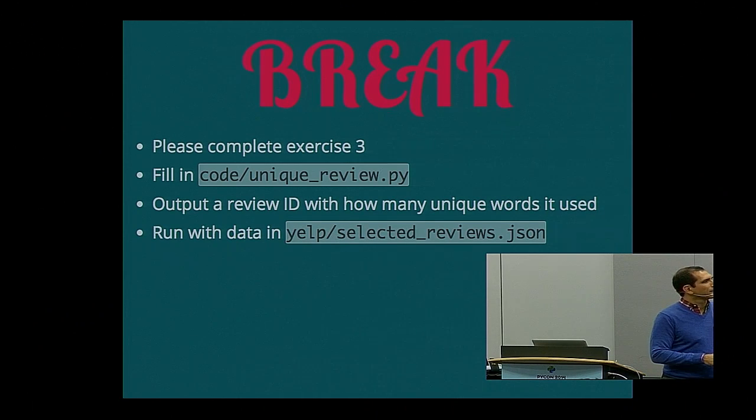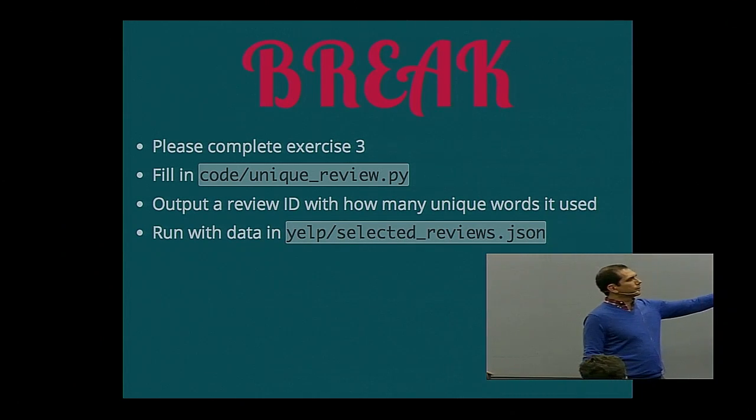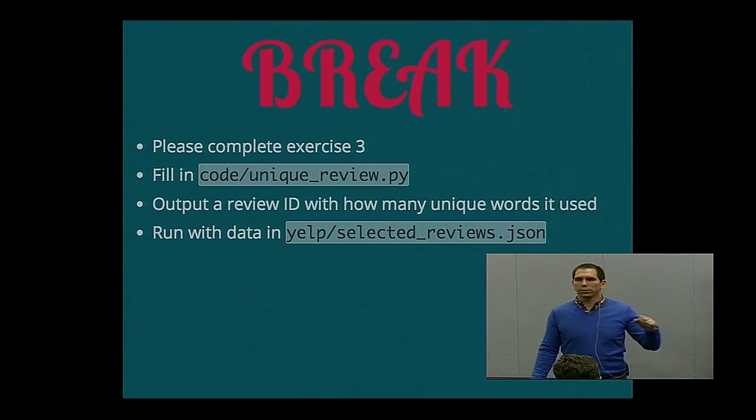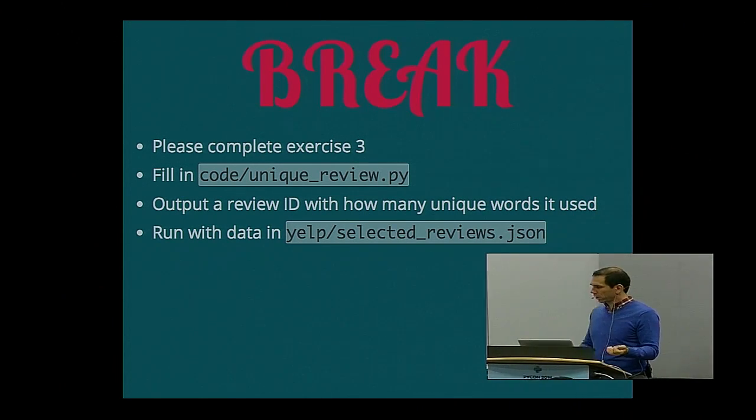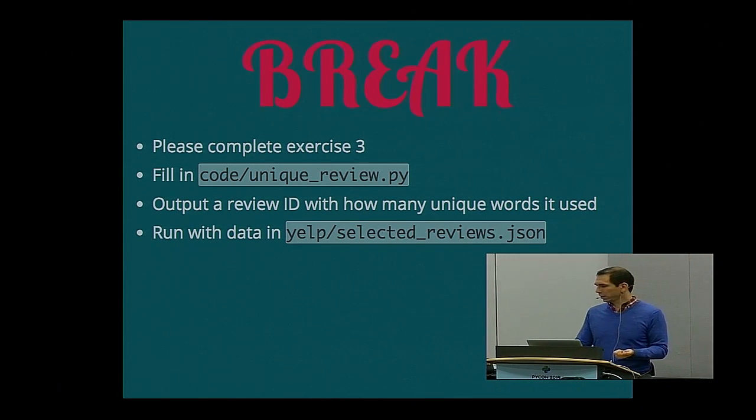I'll double check. So let's fill in this unique review. We've talked about the steps that we're going to be doing, so it's going to be a matter of filling in this code. What we want is an output of the review ID to the number of unique words it used. And we're going to be running with data that's in this repository already in the Yelp folder. So we can take a look at that code real quick.